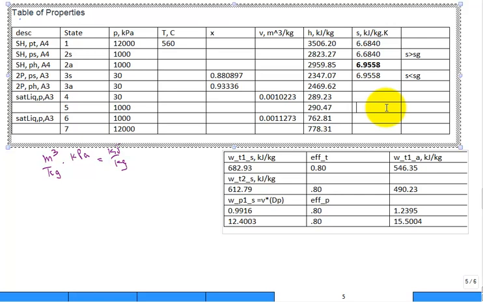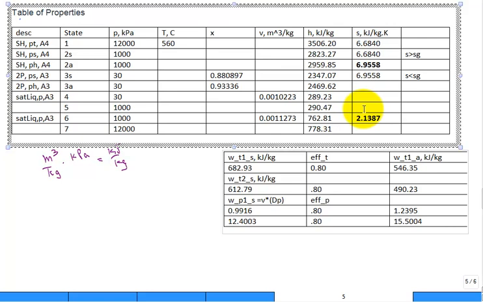We're going to have to do a little work there. And then we also need the S at state 6, which is going out. Well, that one's easy because it's saturated liquid, so I just get S of F, the saturated liquid's entropy. So that one for state 6 is 2.1387. So these we need to answer part C, and I need this one right here.